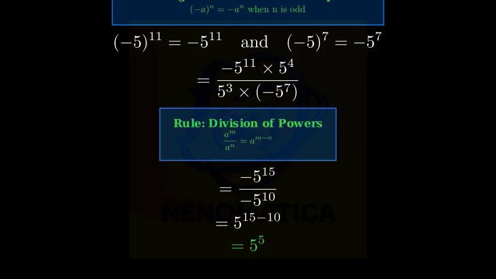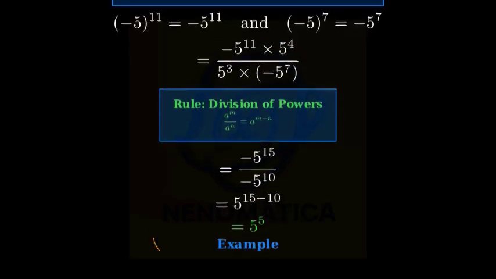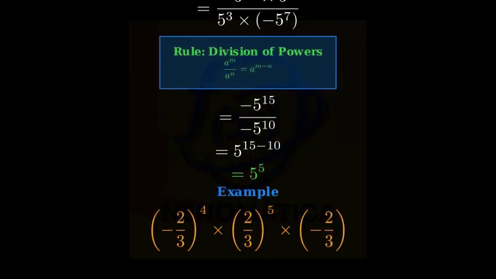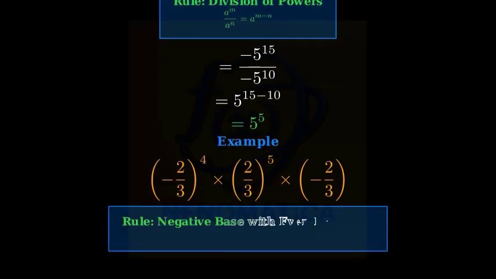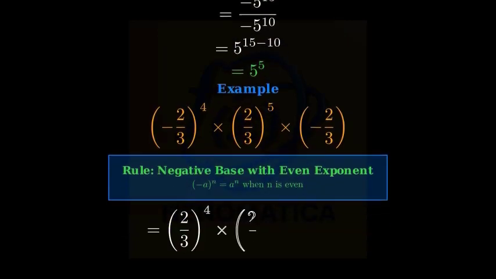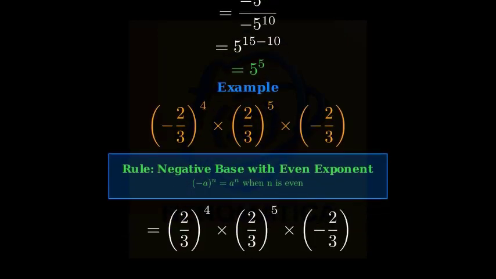Now, let's tackle our third example. We have negative 2/3 raised to the power of 4 times 2/3 raised to the power of 5 times negative 2/3. First, let's handle the negative sign in negative 2/3 raised to the power of 4. Since 4 is even, the result will be positive. So this term becomes 2/3 raised to the power of 4. For the last term, negative 2/3 raised to the power of 1, this is just negative 2/3 itself.